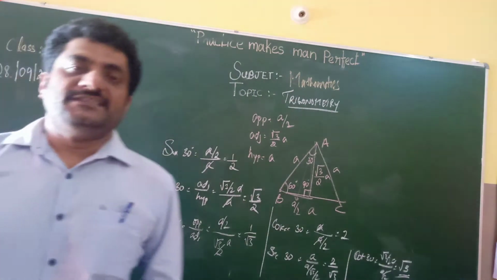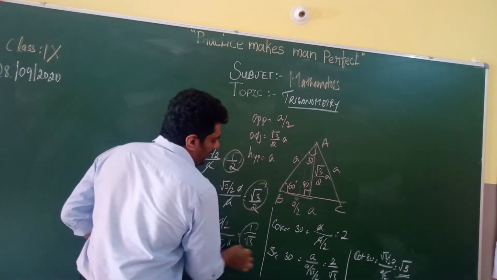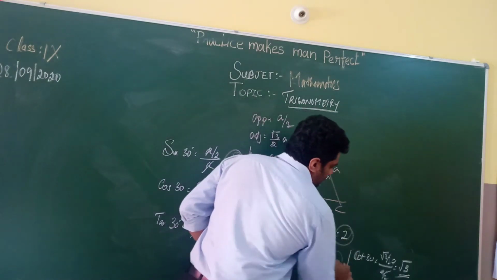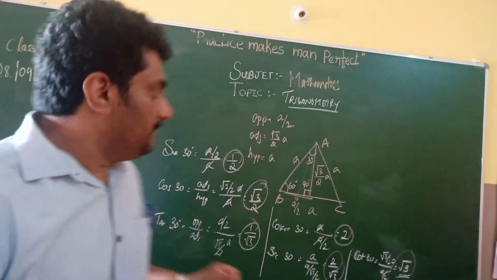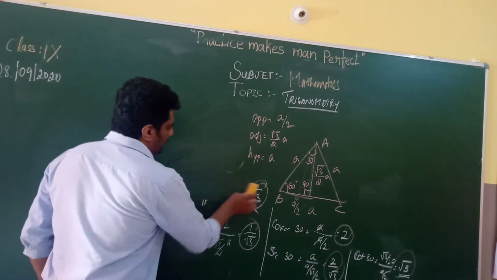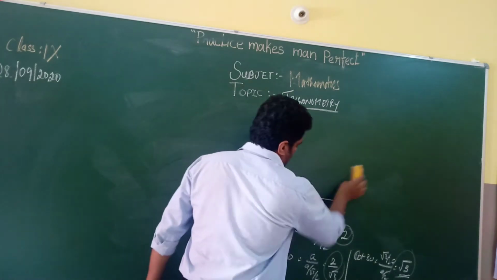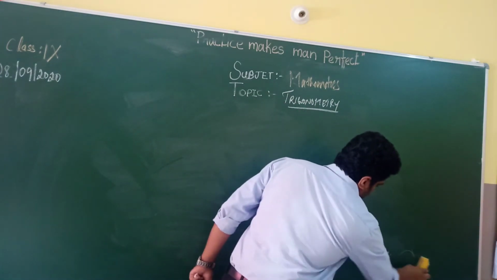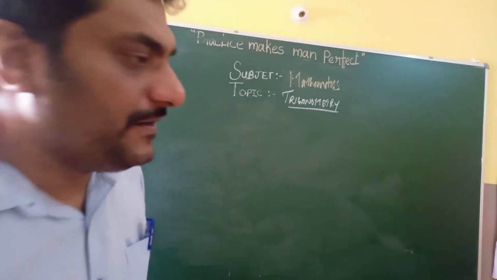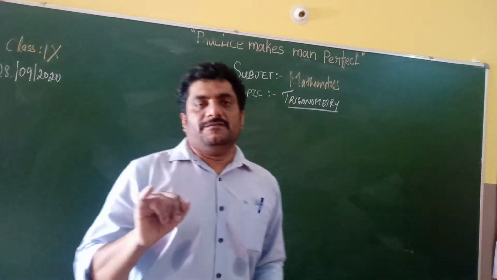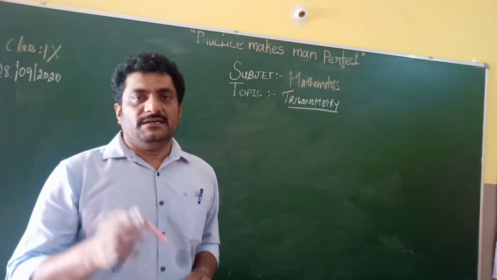This is how we find all the values. See, all these values you have to remember, because next we have problems based on these values. Now 45 done, 60 done, 30 done. Now let's go to 90.